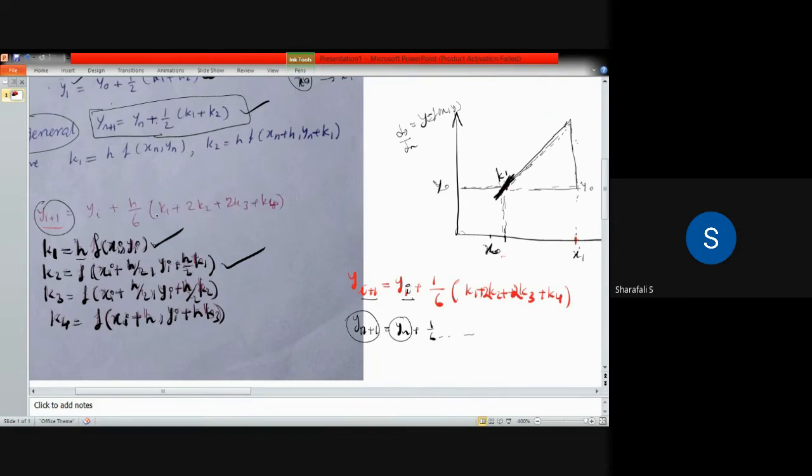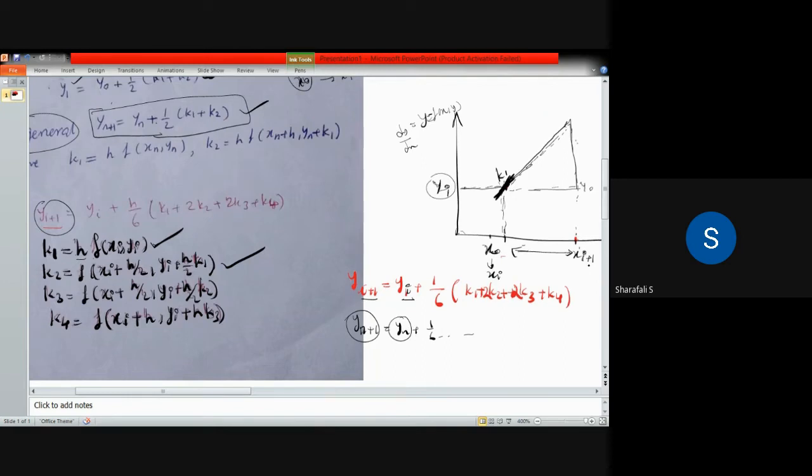We are considering the slope at xi plus h by 2. So if you are considering x0 and y0, x0 is your xi now. This is your xi, and I know what yi is also. So this is your yi now, and I have to find out what yi plus 1 is, the value at xi plus 1. So this is my xi plus 1.